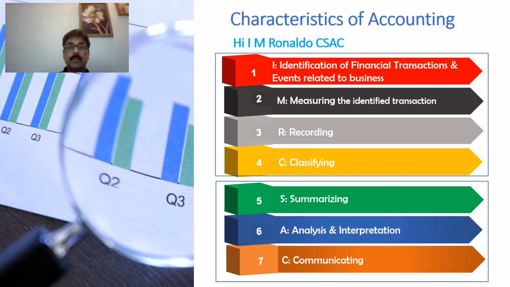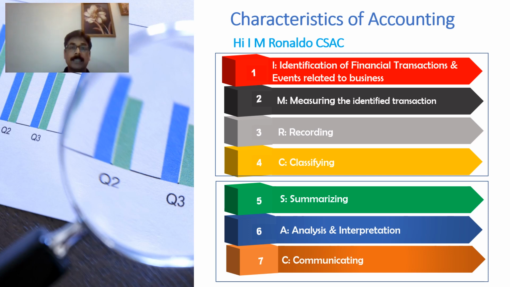The internal user is management, because management, taking into account the analysis and interpretation of financial transactions, takes decisions. A decision can be with respect to starting a new project, taking a loan, shutting down a plant, coming up with a new product, or changing the product mix. There can be a number of decisions which the management requires to take, and all these decisions are taken based on the analysis and interpretation done on the financial statement.